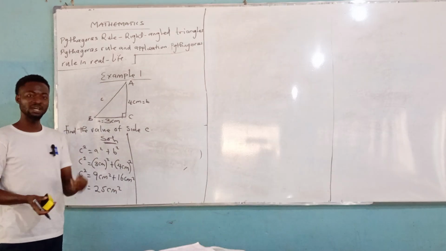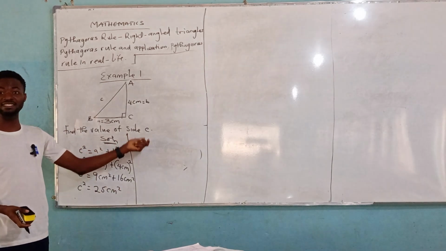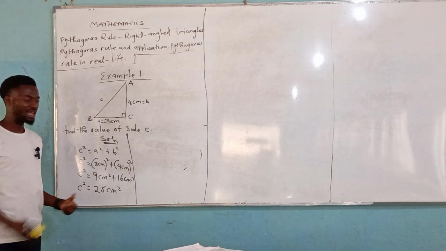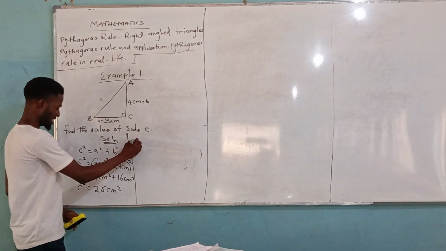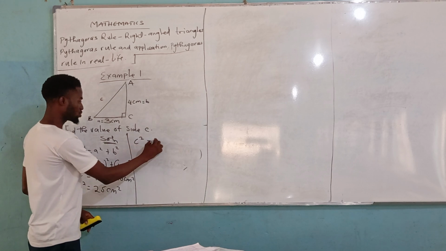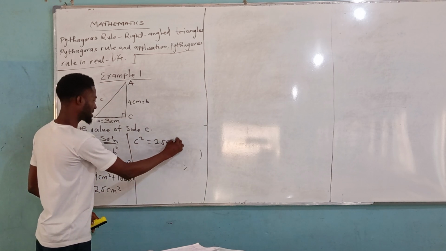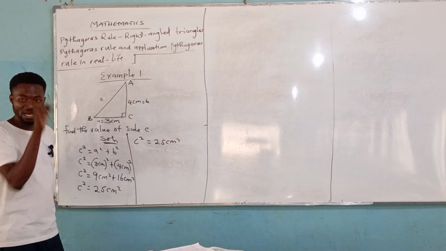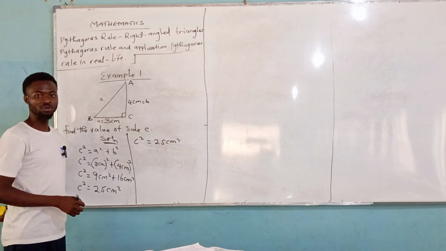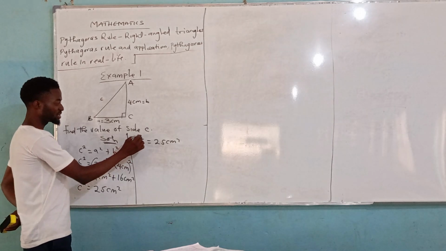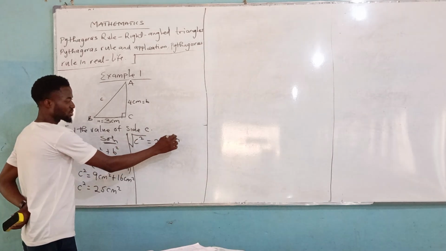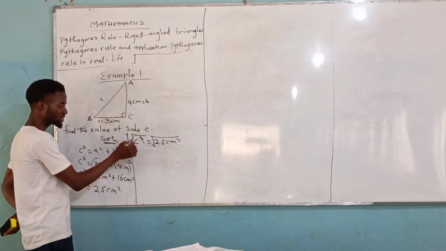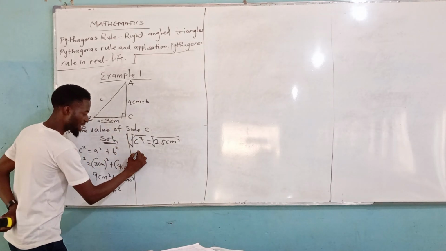But if you take a look at it, you were asked to find side C, not c square. So we have to deal with this square here. Let me just repeat this line: c square is equal to 25 centimeter square. For us to take away this square, we are going to take the square root of both sides. So this 2 goes with this square root, and we are now left with c.